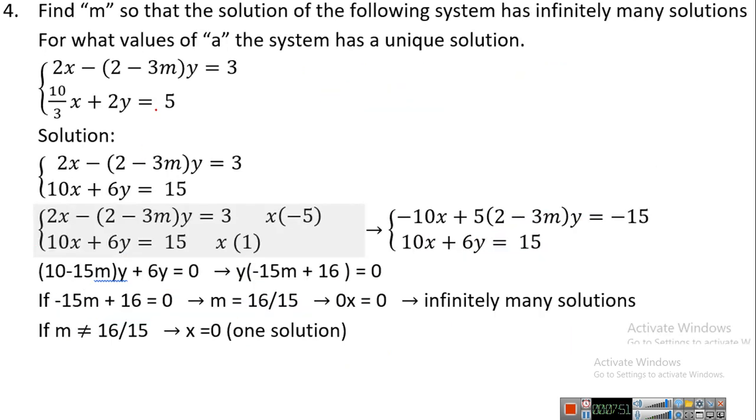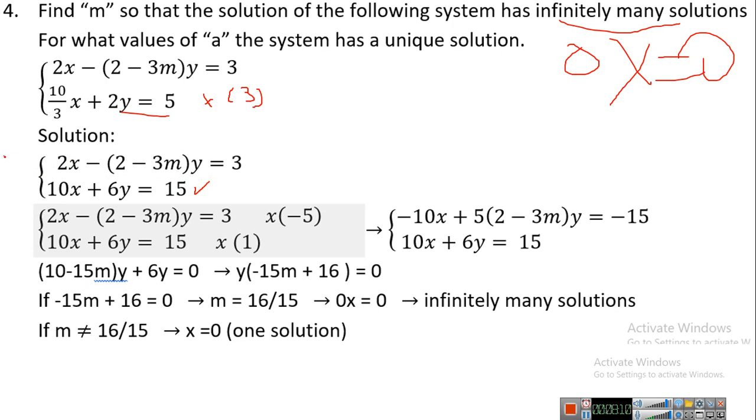All are the same. Find m so that the following system has infinitely many solutions. It means I want to get 0x equal to 0. So here, first of all, I need to cancel the denominator. I multiply by 3. So you're going to get 10x plus 6y equal to 15. You can see it here. Now I have 10x, here I have 2, so I multiply here by minus 5.